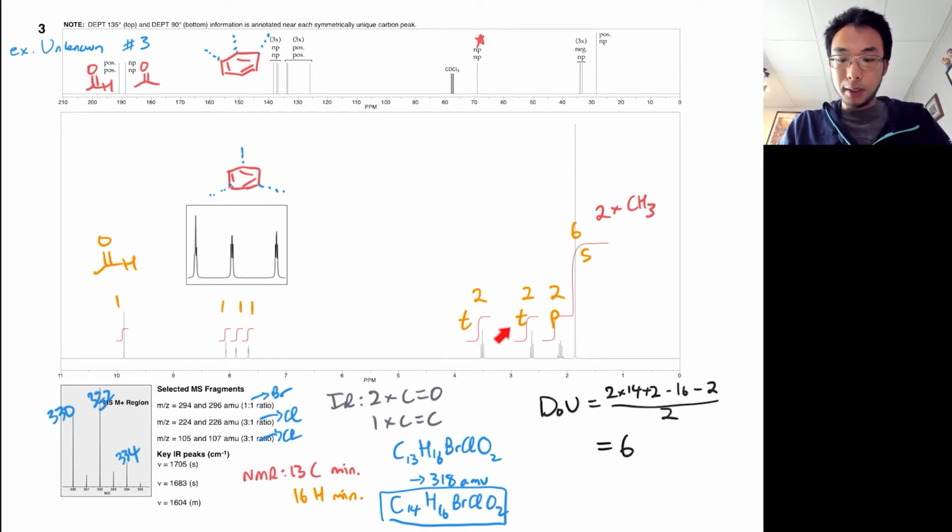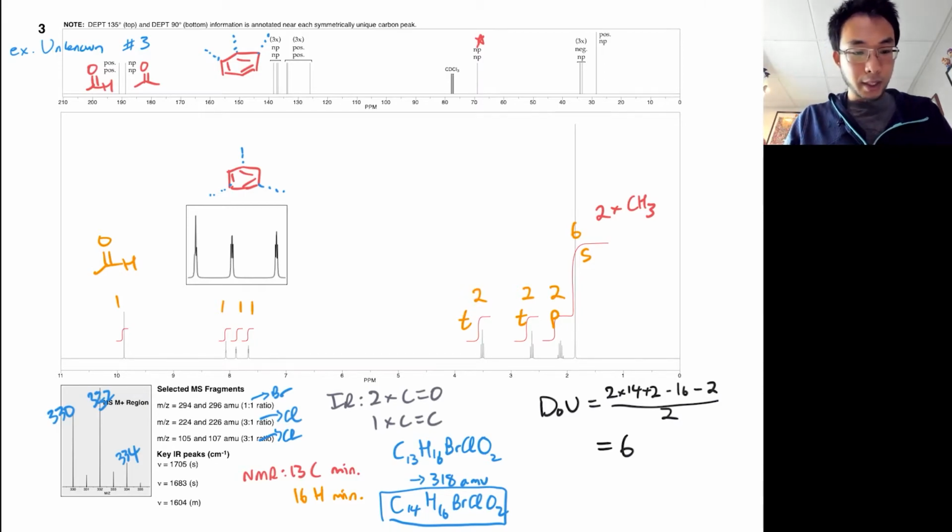The triplet, triplet, and pentet pattern here, we want to go through and figure out what type of attachment that looks like. The best way to start is with the fact that we have a CH2. Let's say it's a CH2 and it's the most downfield one. So let's say it's attached to something that makes it downfield.